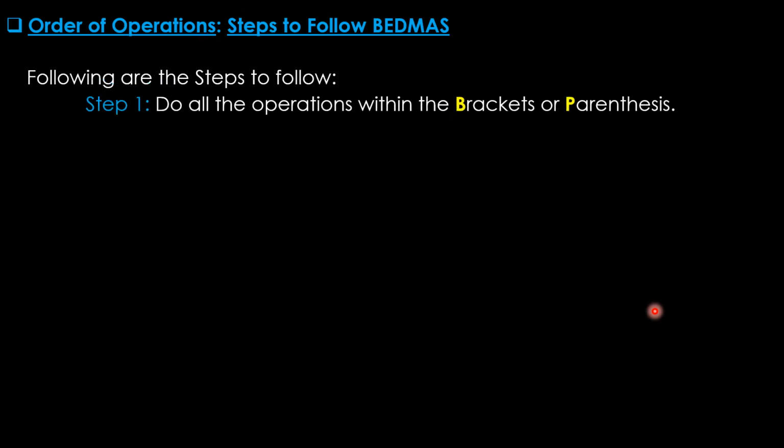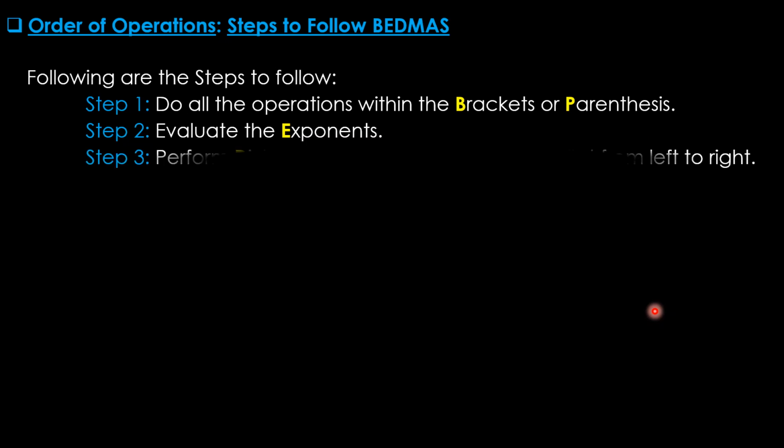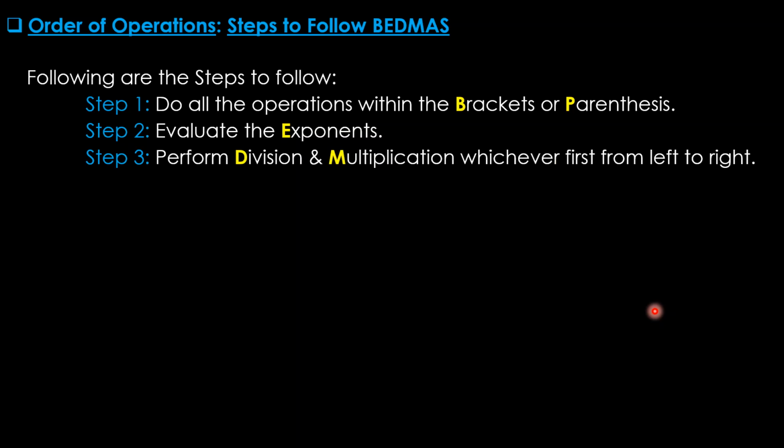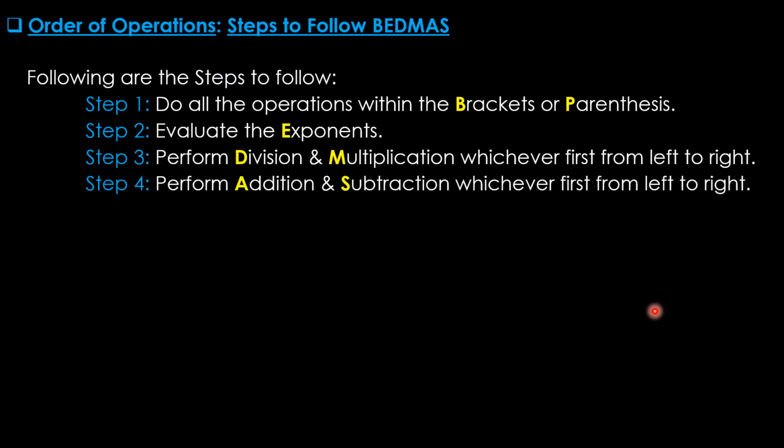Order of operations, steps to follow BEDMAS. Following are the steps. Step 1. Do all the operations within the brackets or parentheses. Step 2. Evaluate the exponents. Step 3. Perform division and multiplication, whichever comes first, from left to right. Step 4. Perform addition and subtraction, whichever comes first, from left to right.